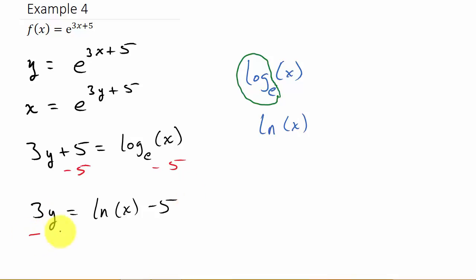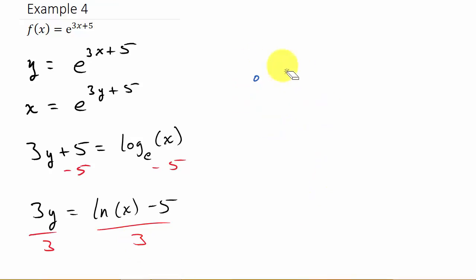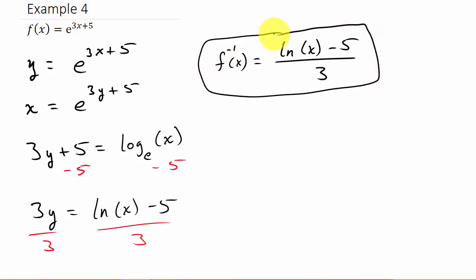And then we'll divide both sides by 3. And so that's going to give me y equals natural log x minus 5 over 3. And then of course, you can rewrite it. You got to change the y to f inverse. And there's your inverse.